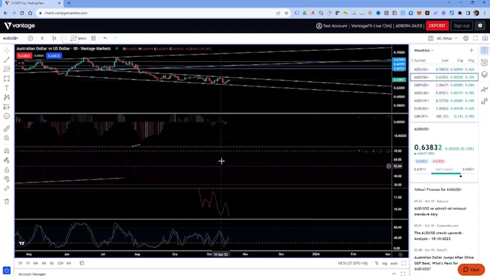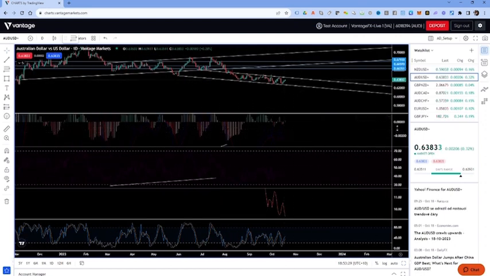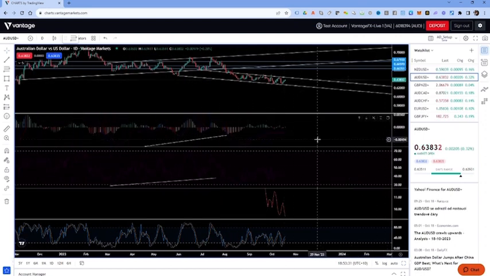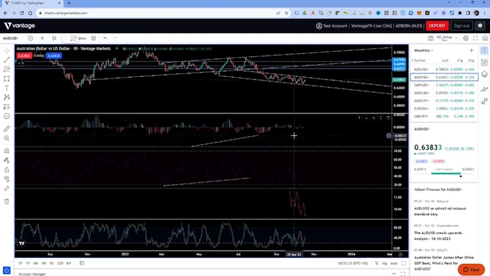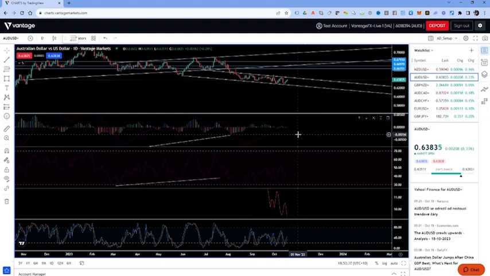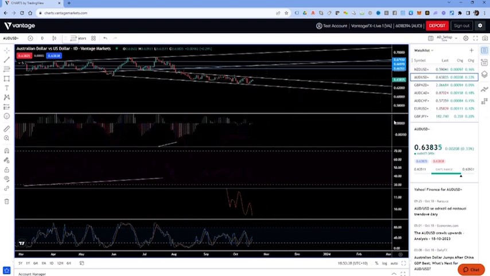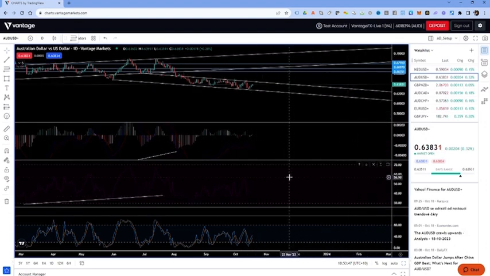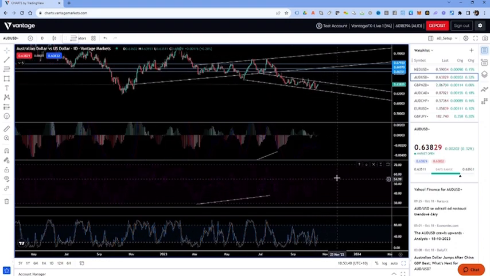Let's have a little look at the signals. What are the different indicators showing? Well, this is kind of sideways. We are below the zero, which is bearish, and the signals are kind of false at the moment, so not great on the MACD. The RSI is kind of in the middle of nowhere.